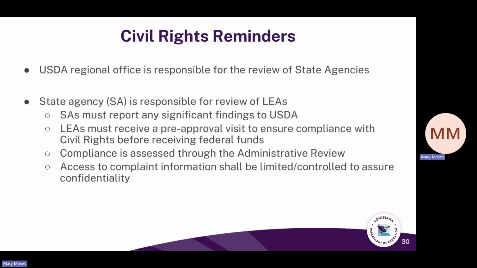A few civil rights reminders include: USDA Regional Office is responsible for the review of the state agencies. The state agencies are responsible for the review of the school food service authorities. State agencies must report any significant findings to USDA. SFAs must receive a pre-approval visit to ensure compliance with civil rights before receiving federal funds. Compliance is assessed through the administrative review. Access to complaint information shall be limited and controlled to assure confidentiality.